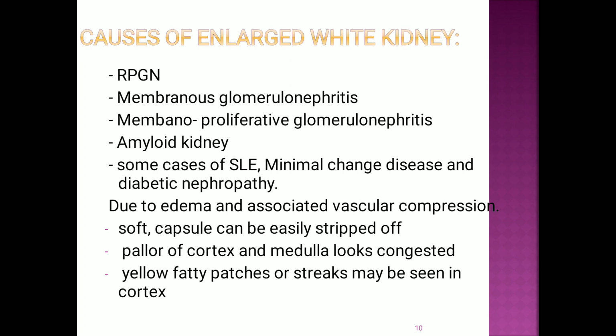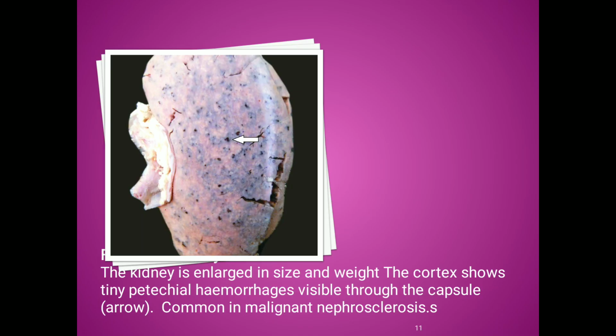The causes of enlarged white kidney are PGN, membranous glomerulonephritis, membranoproliferative, amyloid, some cases of SLE, minimal change disease, and diabetic nephropathy. Due to edema and associated vascular compression, soft capsule can be easily stripped off. Pallor of cortex, and medulla looks congested. Yellow fatty patches or streaks may be seen.